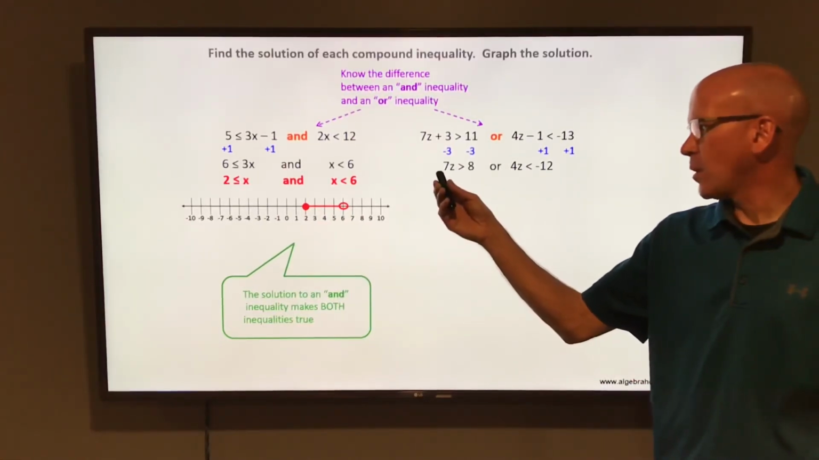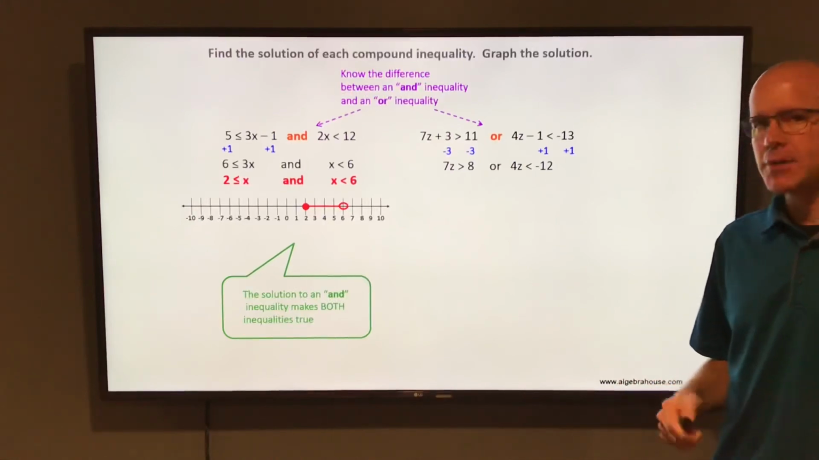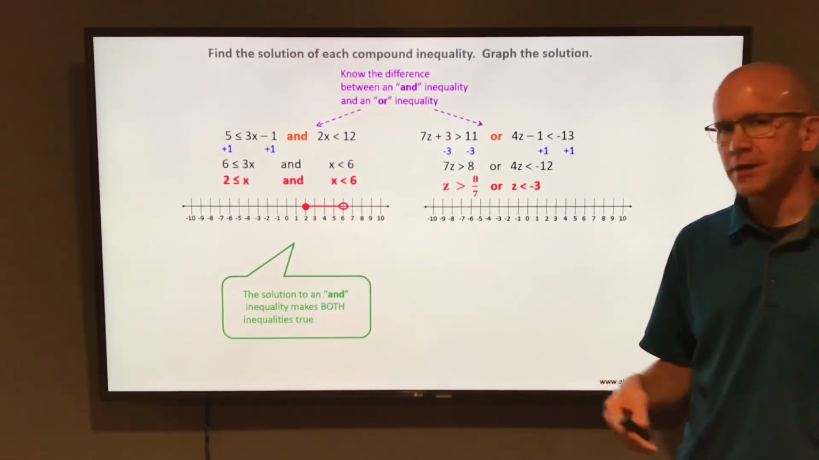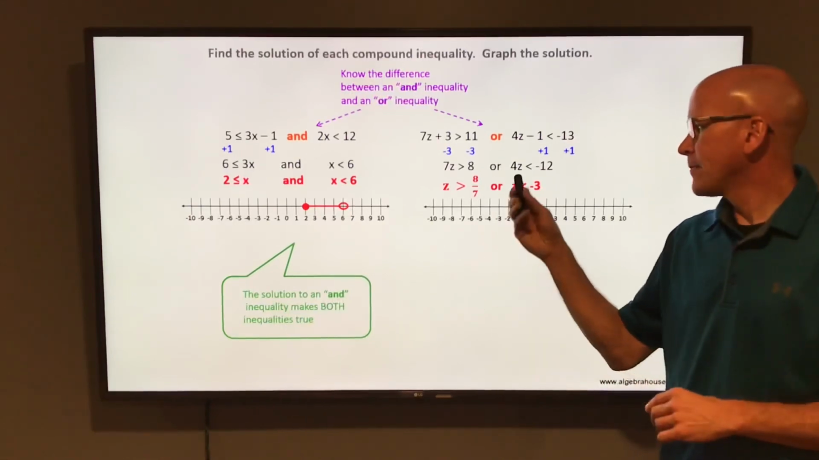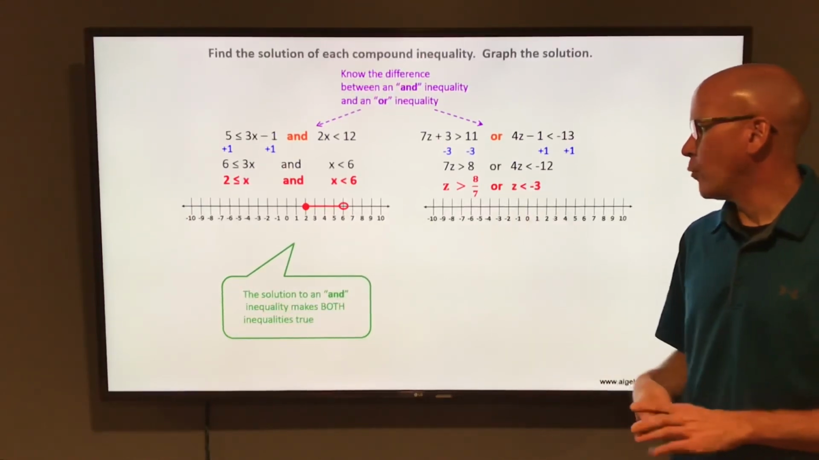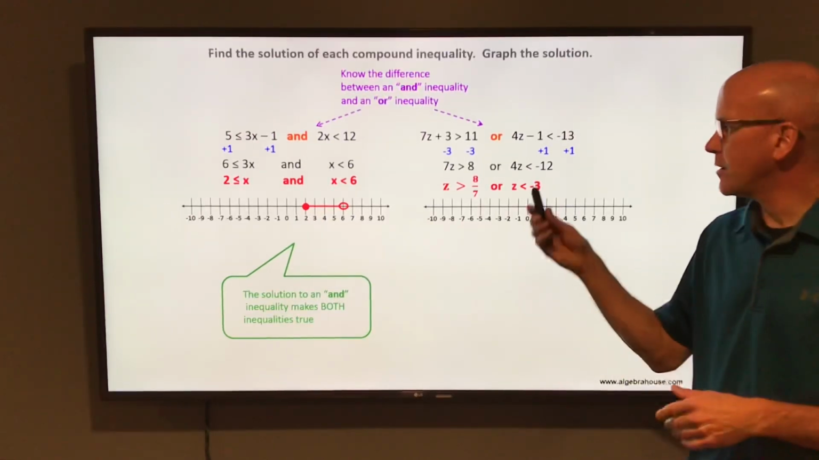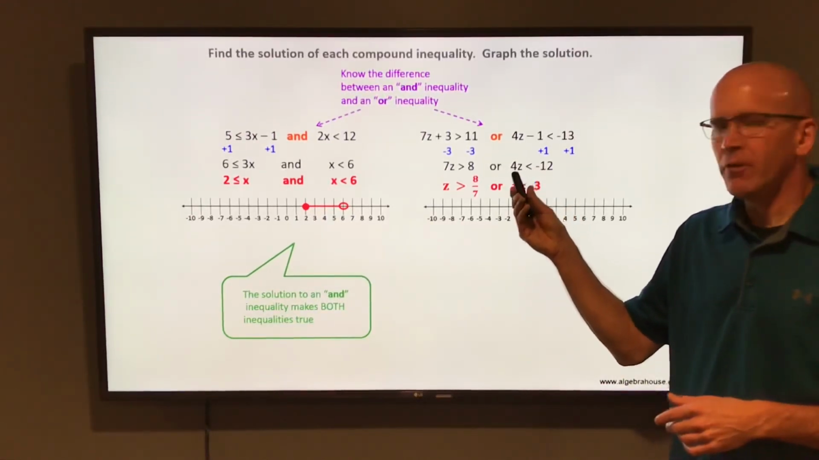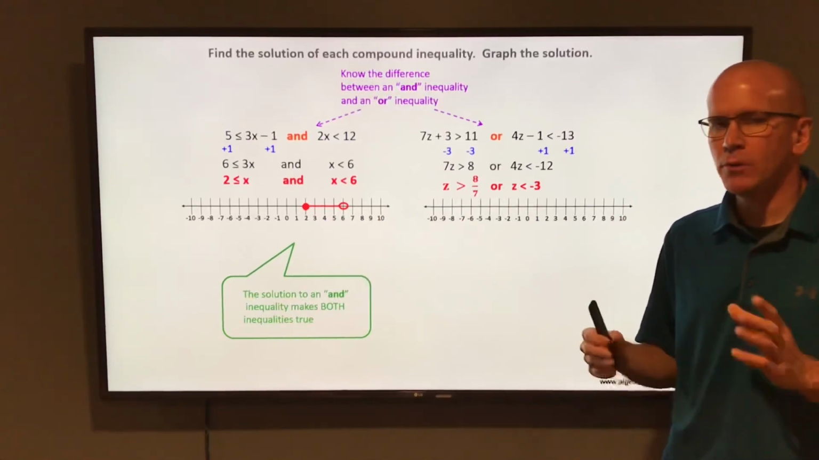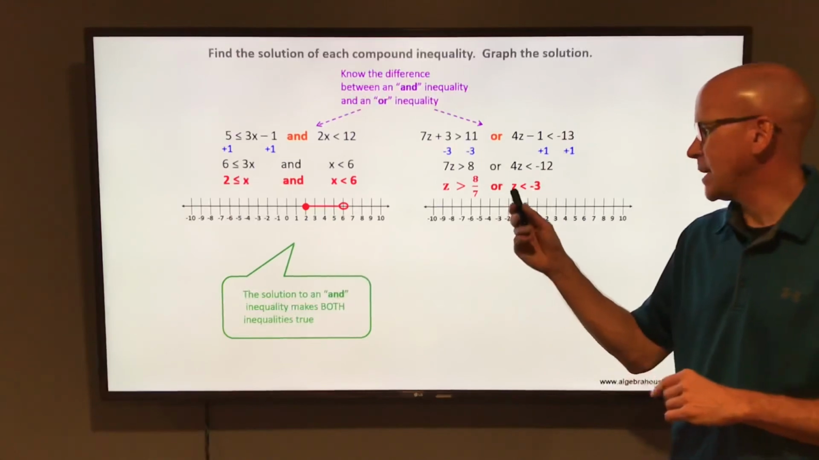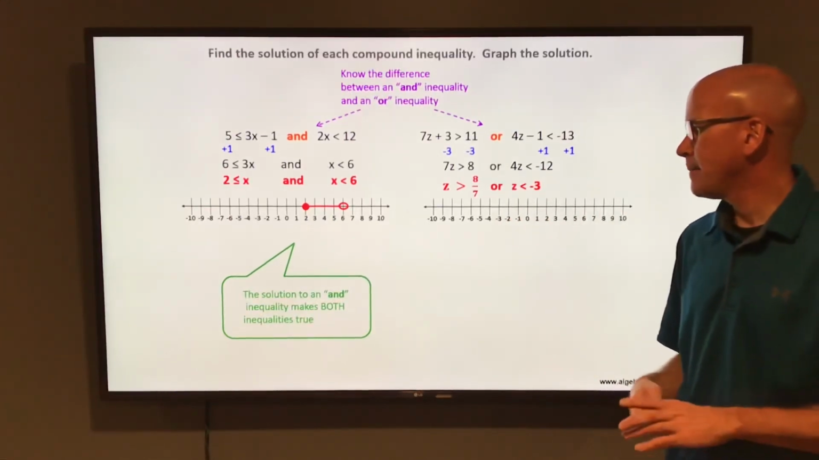Back to that first inequality, divide each side by 7. You're going to get a fraction there. z is greater than 8/7, or you might say 1 1/7. And for the second inequality, divide each side by 4. Don't change your sign. You're dividing by a positive. Yes, you are dividing a negative, but you're dividing by a positive. You only change the sign when you're multiplying or dividing by a negative. So that stays as z is less than -3.